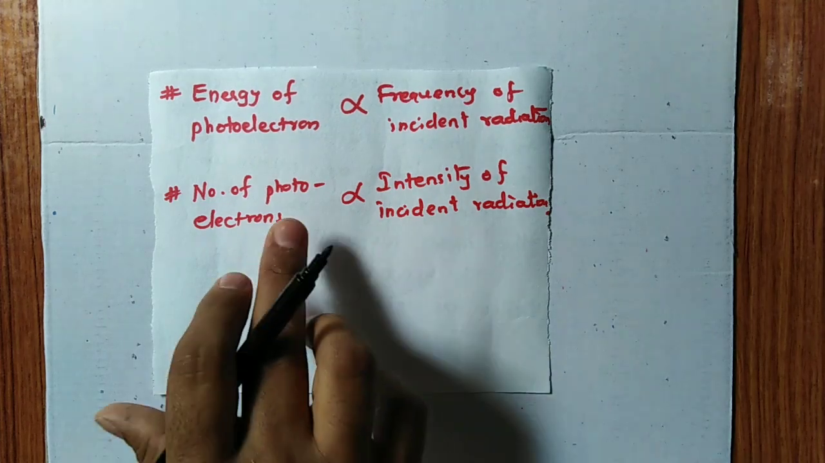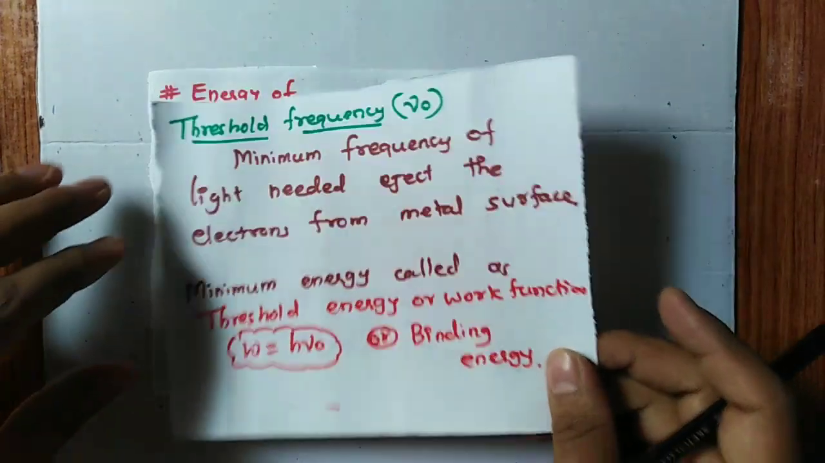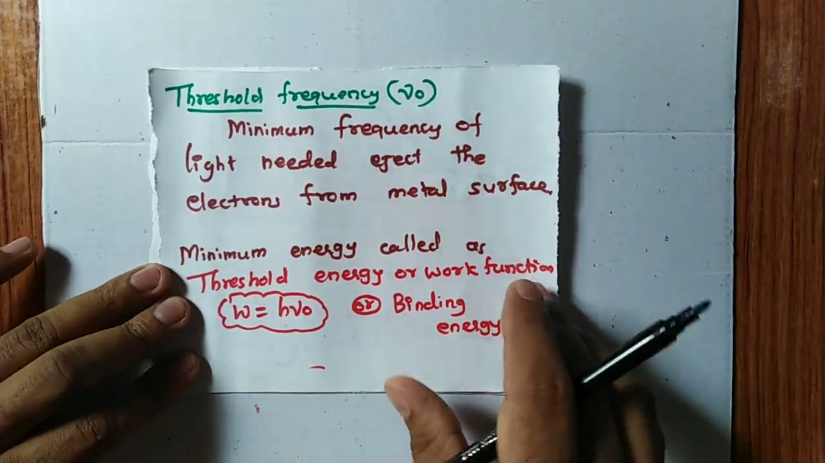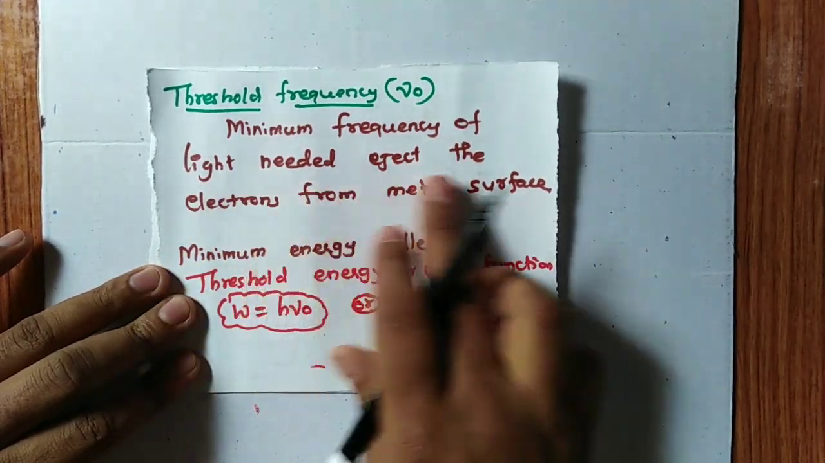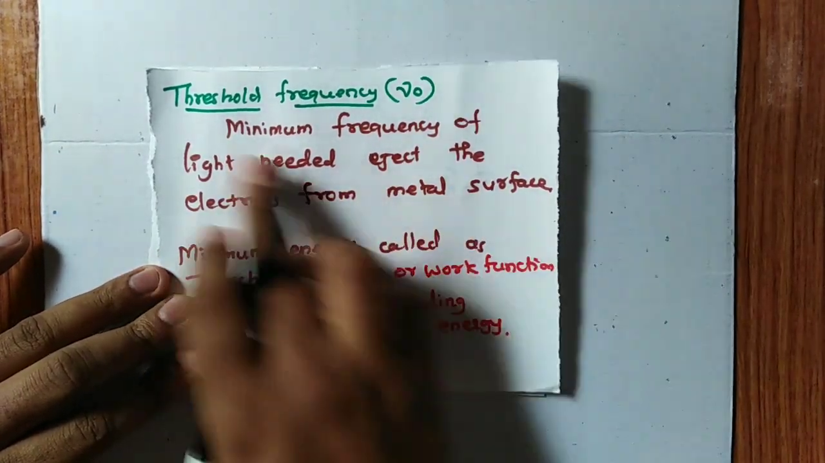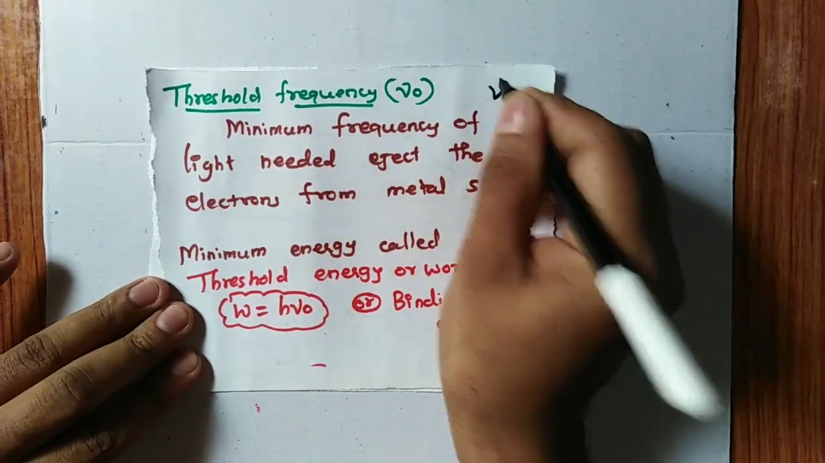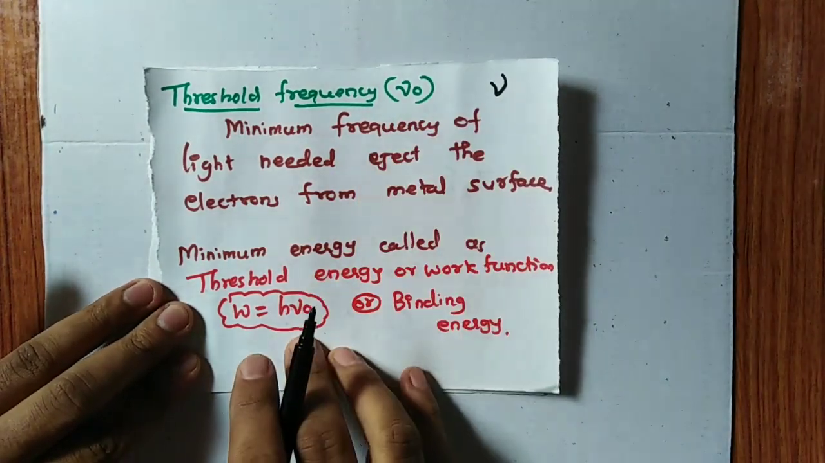For each and every photoelectron to be emitted, we need a threshold frequency. Threshold frequency means what? Each and every metal needs some minimum frequency of light to eject electrons. We call it the threshold frequency. Remember, normal frequency is nu and threshold frequency is nu naught.